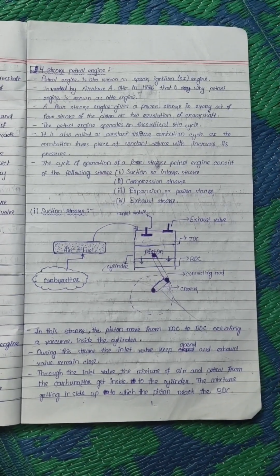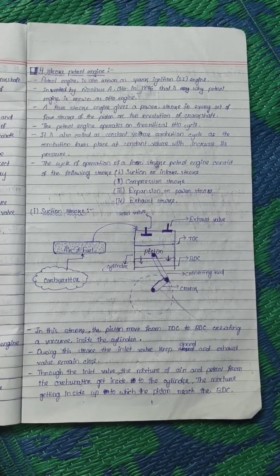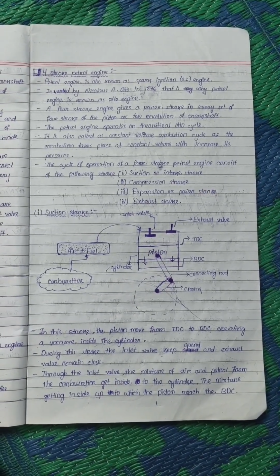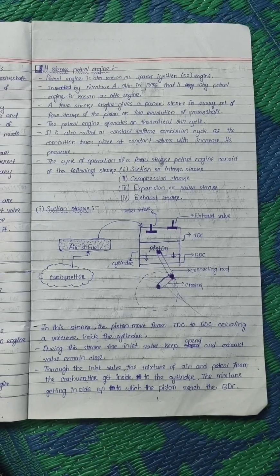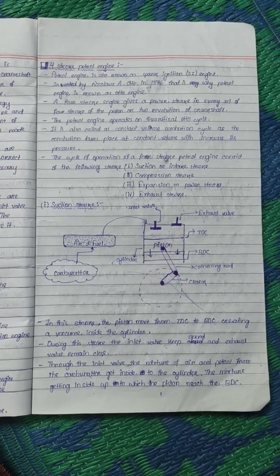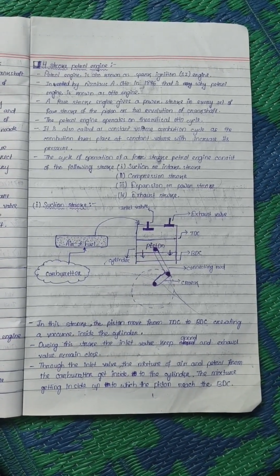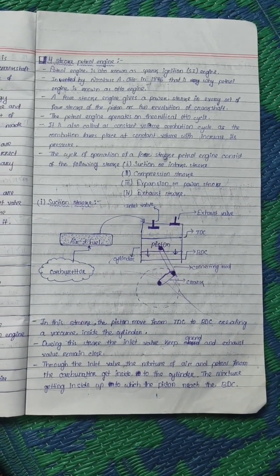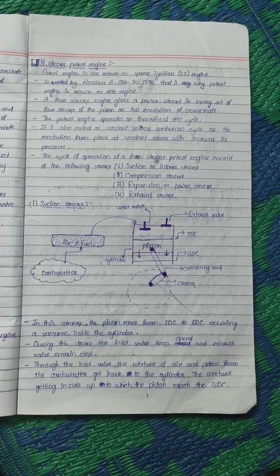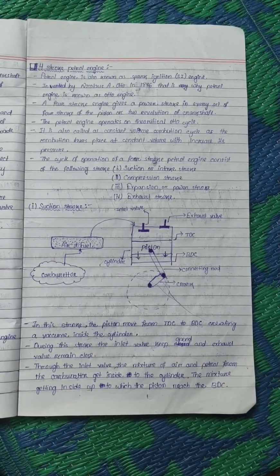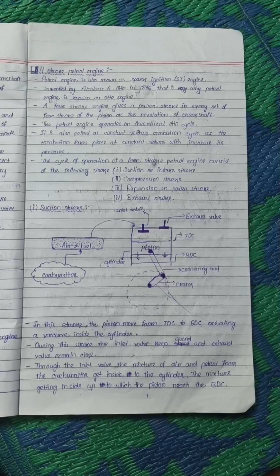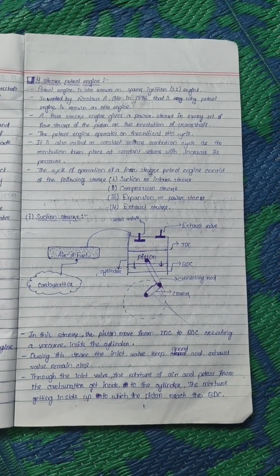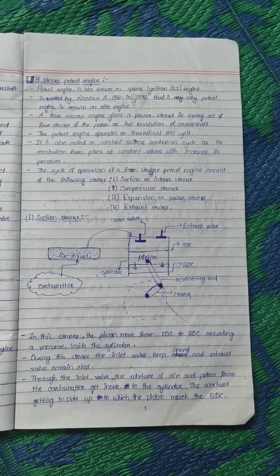It is also called the constant volume combustion cycle, as the combustion takes place at constant volume with an increase in pressure. The cycle of operation of a four-stroke petrol engine consists of the following strokes: step 1, suction or intake stroke; step 2, compression stroke; then expansion or power stroke; and lastly exhaust stroke.